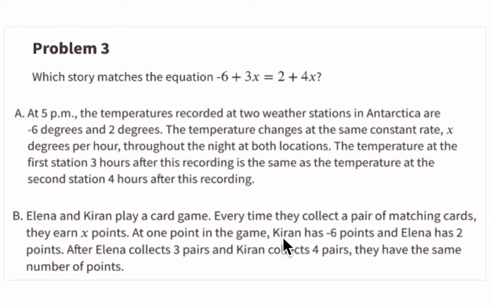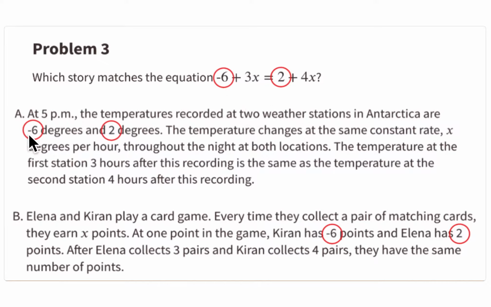First of all, you just look at the numbers. The starting values for the temperature are -6 and 2 degrees, and the starting number of points for the card game is -6 points and 2 points. And right away you see that Kieran has -6 points. That's weird. In the card game, they earn a certain number of points per pair. Those points are not negative. So how does Kieran get negative points? More than likely, story B does not match this equation, and story A does.